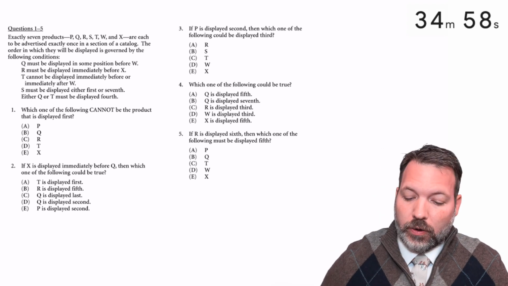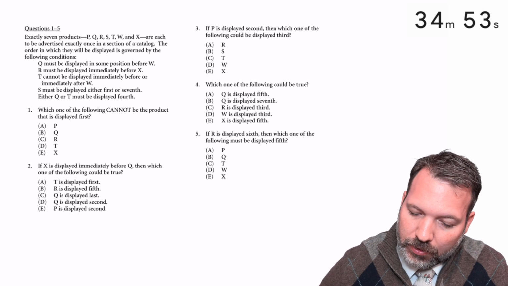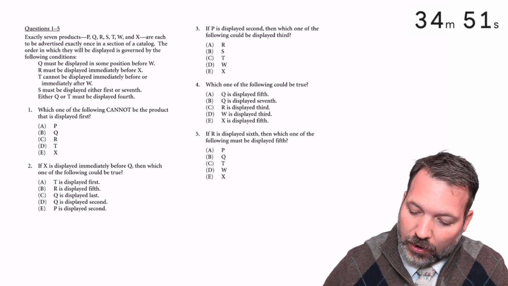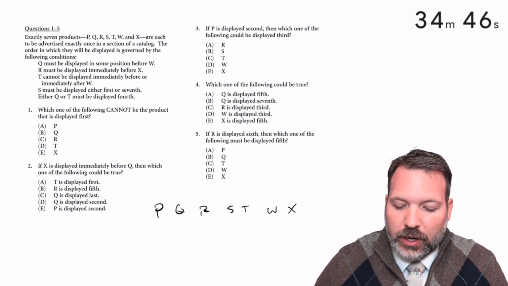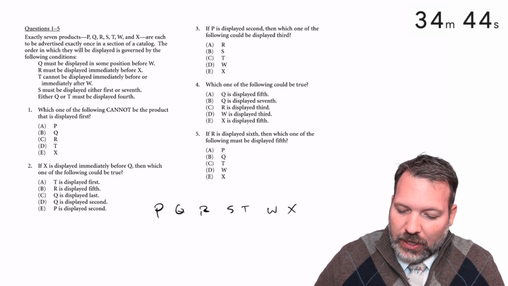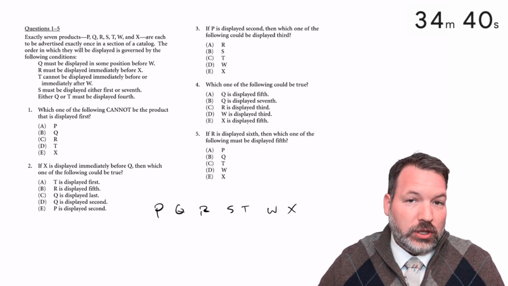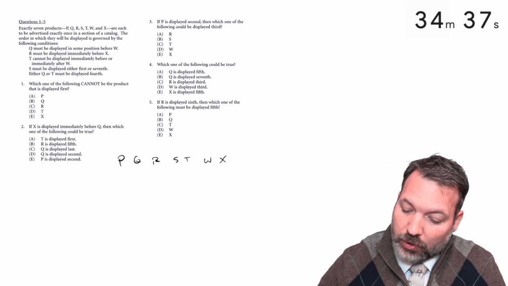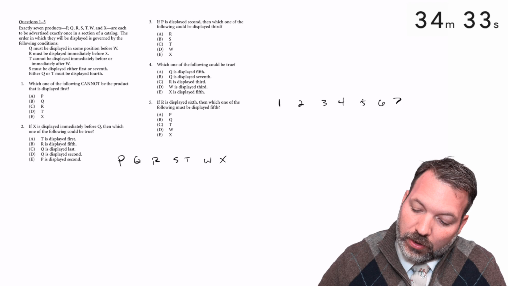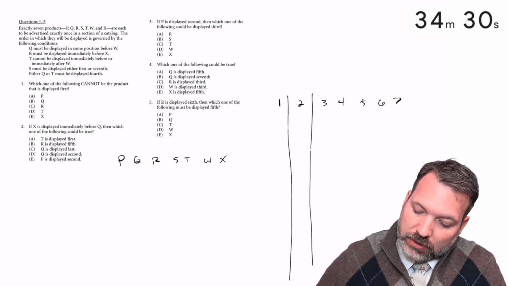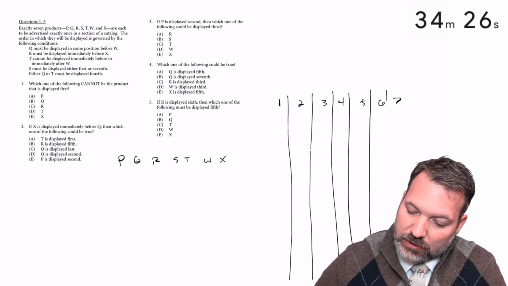Yeah, okay, timer's going. Questions 1 through 5, exactly 7 products. P, Q, R, S, T, W, and X. So first of all, let's get our elements down. P, Q, R, S, T, W, and X are each to be advertised exactly once in a section of a catalog. The order in which they will be displayed is governed by the following conditions. So, seems like a basic one-to-one order game. Love that kind of game to begin a section. Let's jot a diagram down. We need spaces for 7 elements, putting them in order. 1, 2, 3, 4, 5, 6, and 7.